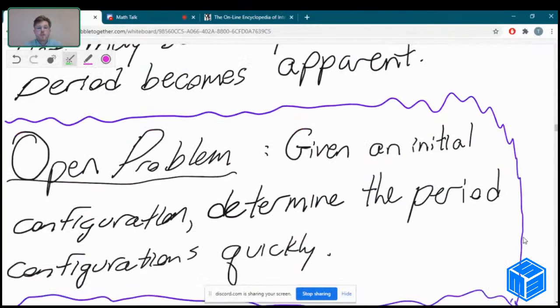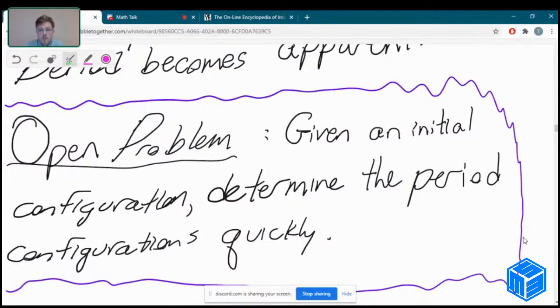So we reach our first open problem. Given an initial configuration, can you determine the period configurations quickly? And the question being, if I just give you an initial configuration, can you determine a quicker way than just running through the process as many times as necessary to reach the period configurations? And this is an open problem. We don't have any way to answer this so far.